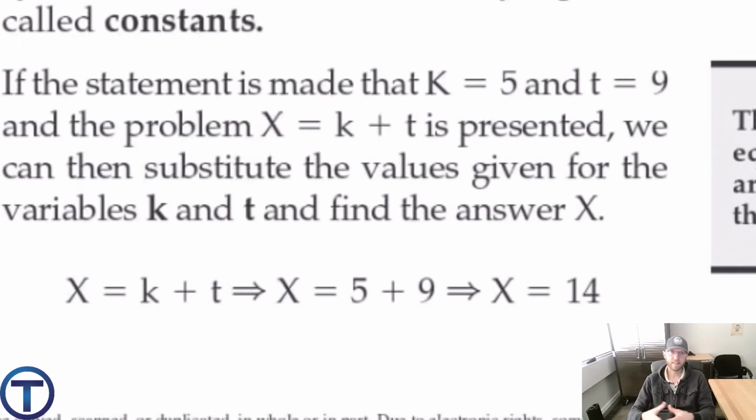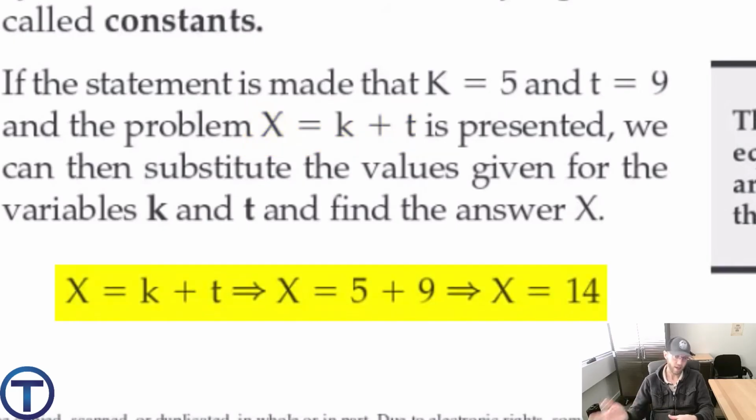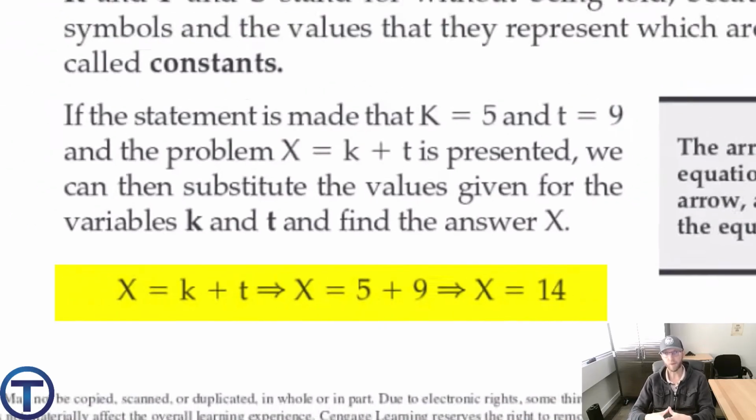Let's take a simple example of an equation that has letters in place as symbols for other numbers. Let's say we have k equals 5 and t equals 9. What we're trying to find out is, what is x? So we substitute, right? Let's put 5 in for k and 9 in for t, and we'll add those together because we understand our operator, and boom, we get x equals 14.